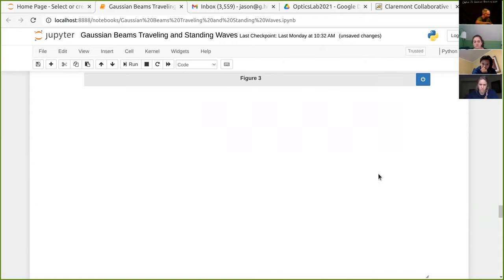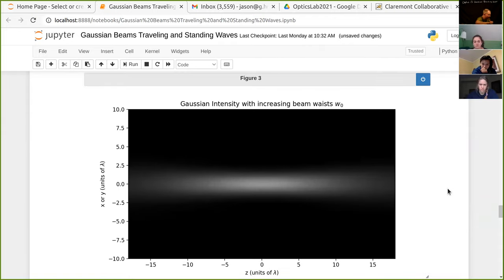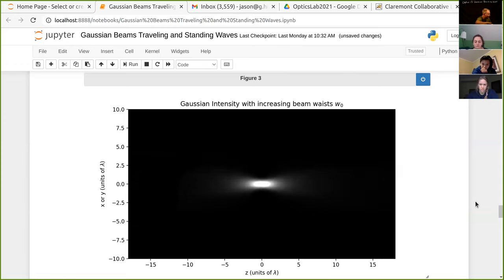I guess the last plot is the intensity with different beam waists. So that's not super exciting, it just is less and less focused at a point and more spread out.